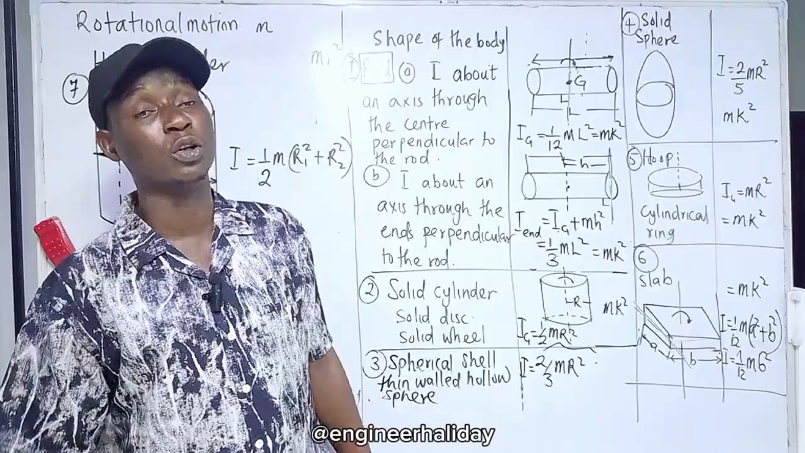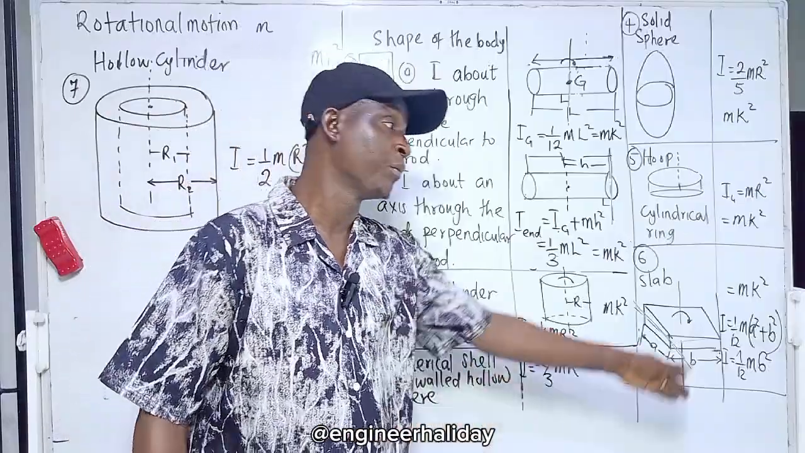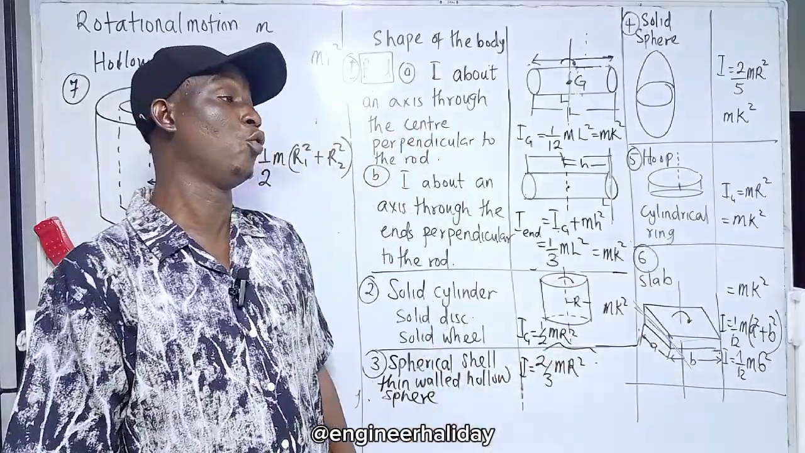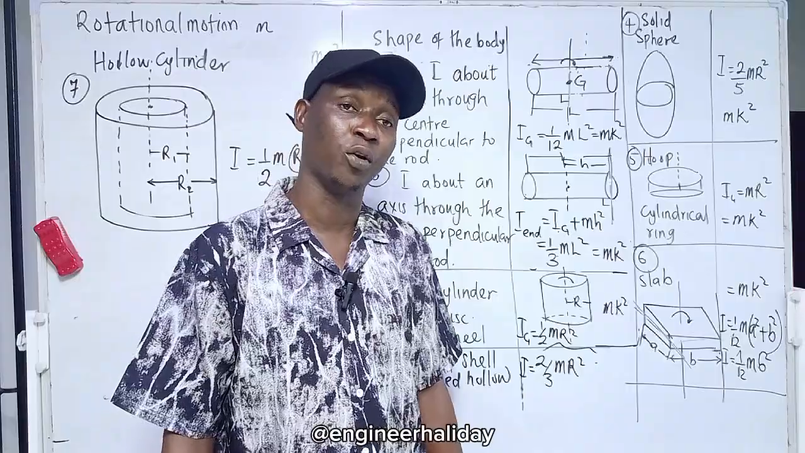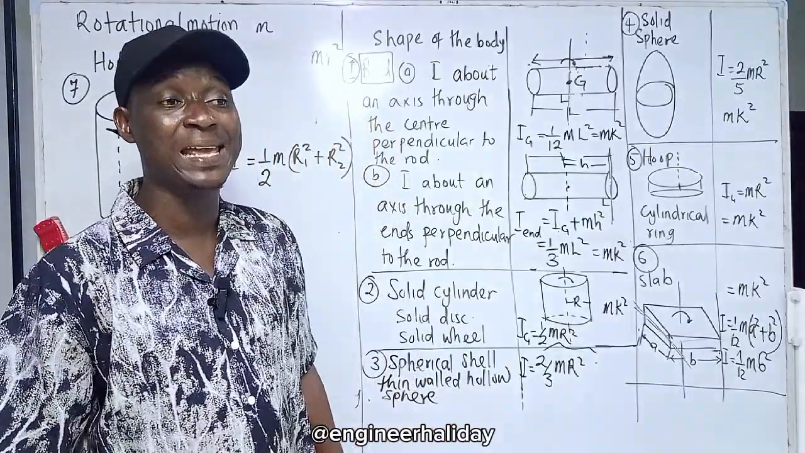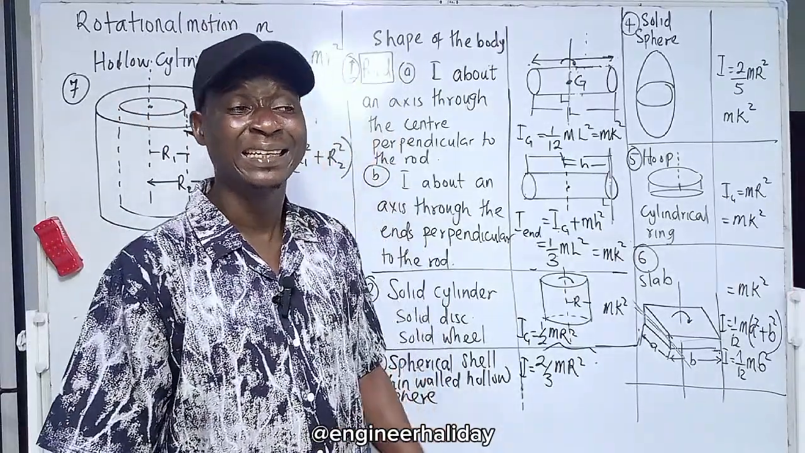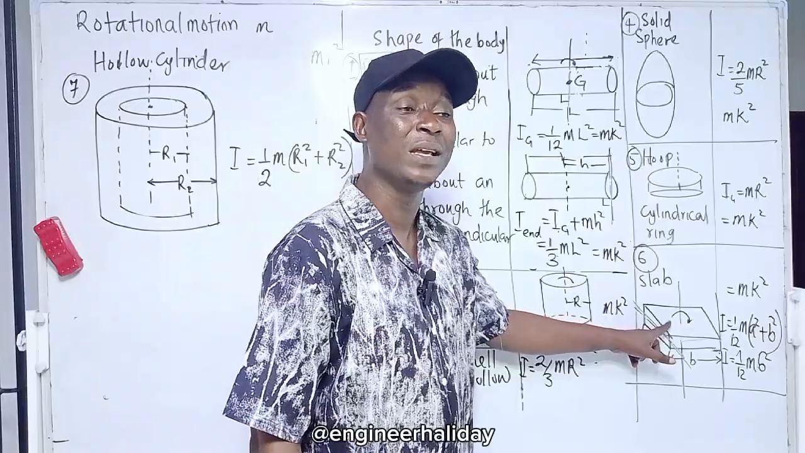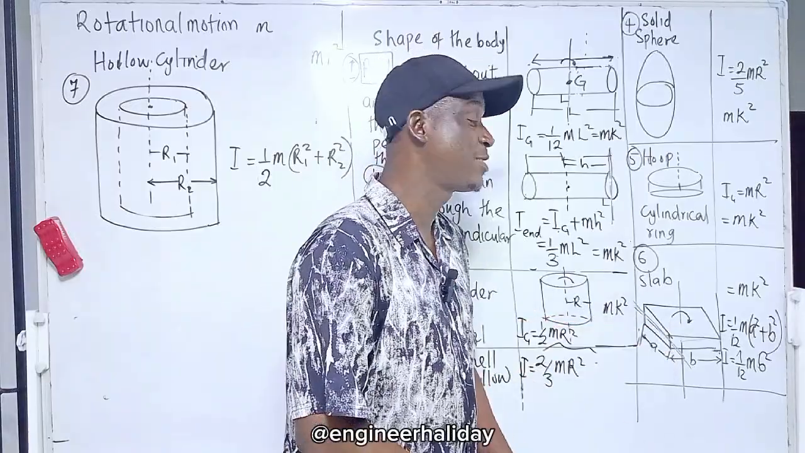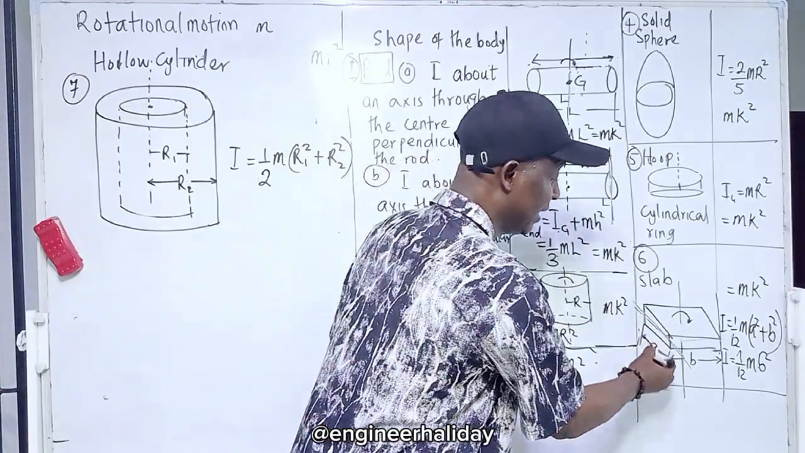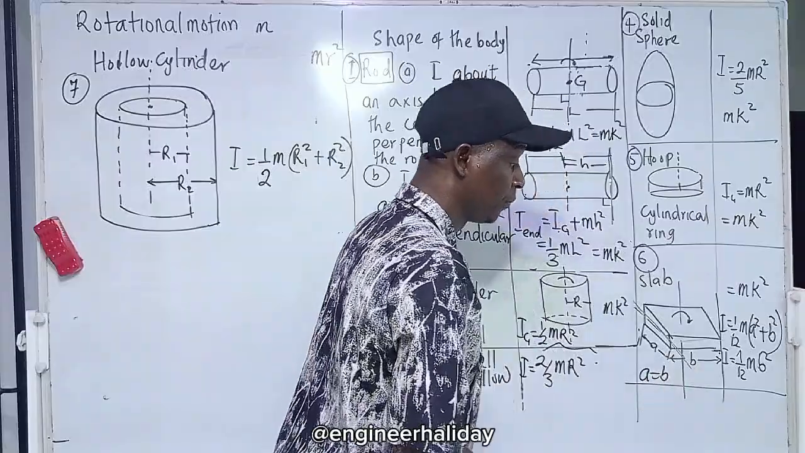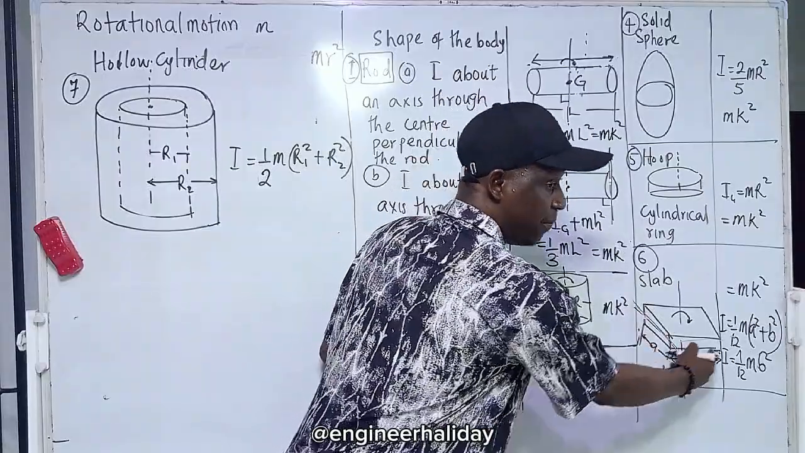Then we can have the moment of inertia of the slab, which is 1/12 M open bracket A square plus B square, where A and B are side lengths. Don't forget that if this slab were a square slab, there will be a difference. A will be equal to B, because if it's a square slab, A and B are equal.